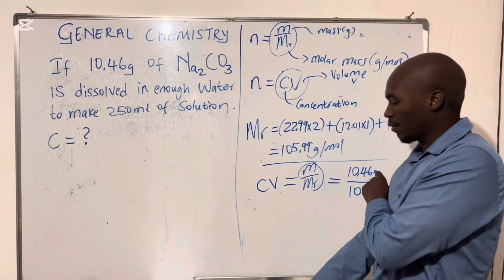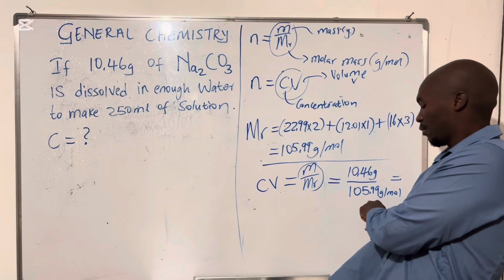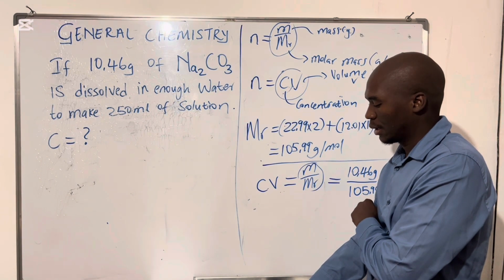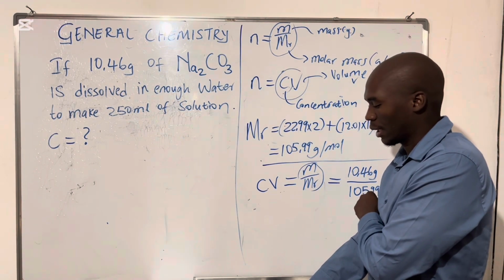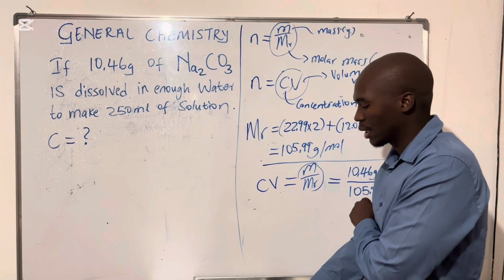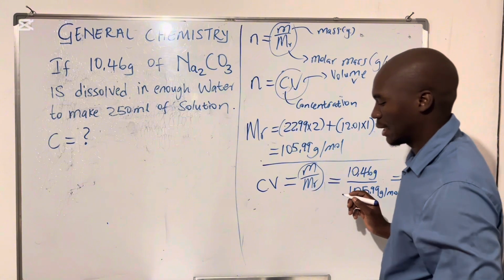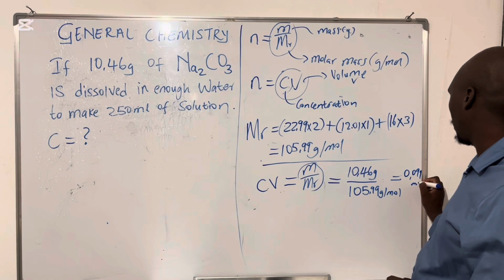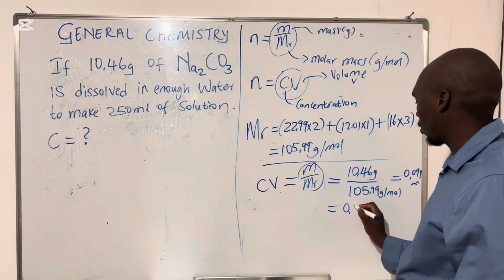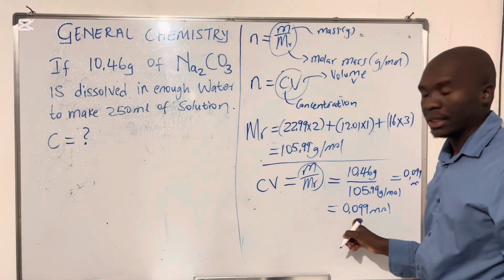We are saying it's 10.46, we divide it by 105.99. Then the answer will be equal to 0.099. So the answer will be approximately 0.099 mole. Actually, let me write it nicely here. 0.099 mole. So I just rounded it to 3 decimal places.